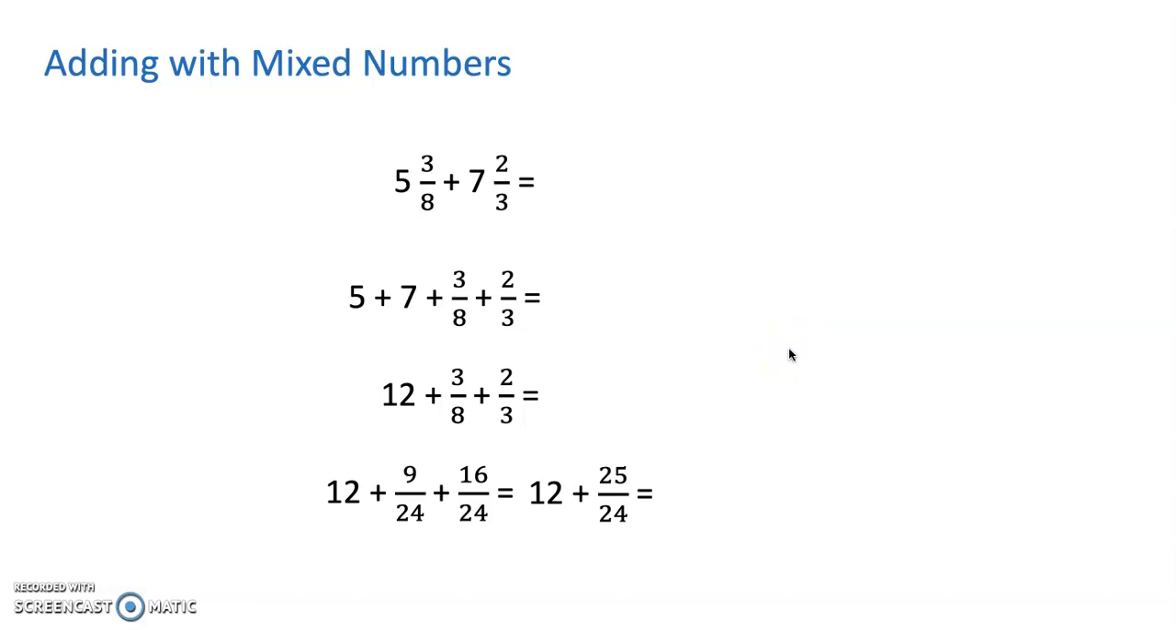Now this does often happen with mixed numbers. We end up with an improper fraction as well as a whole number. So 25/24, where if we remember going back to converting improper fractions to mixed numbers, 25 divided by 24 is 1 remainder 1. But we've got to add that 1 onto our existing 12 that's there. So we end up with 13 and 1/24.